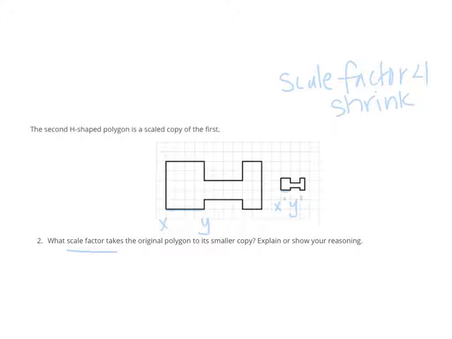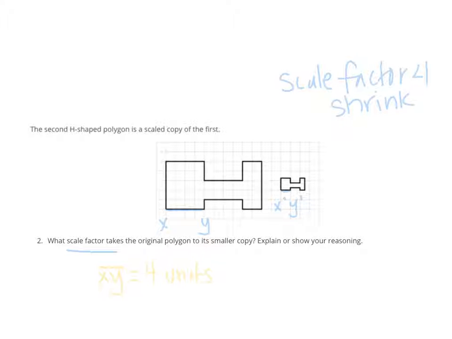So we know whatever it is that our original shape is, we've got to multiply it by a number that's less than 1. Can't be negative though. That's not possible. So if we look at the length of XY and I go through and I count it, I can see that it's 1, 2, 3, 4 units. So XY is 4 units in length.